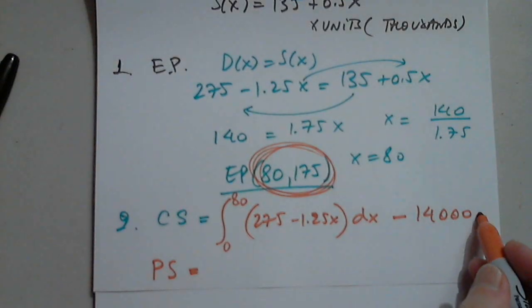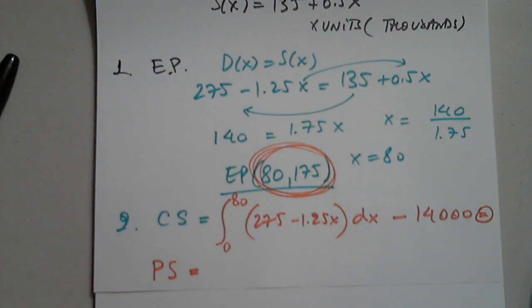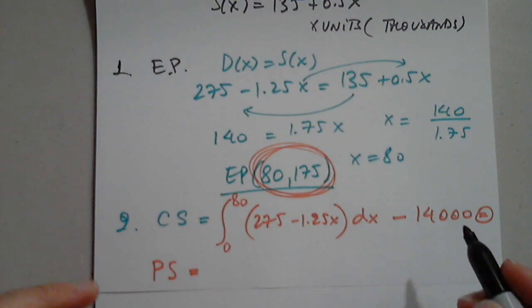And then we'll calculate. But let's establish the producer surplus as well. And then we'll calculate both. How do I start the producer surplus? 14,000. Exactly, very good.